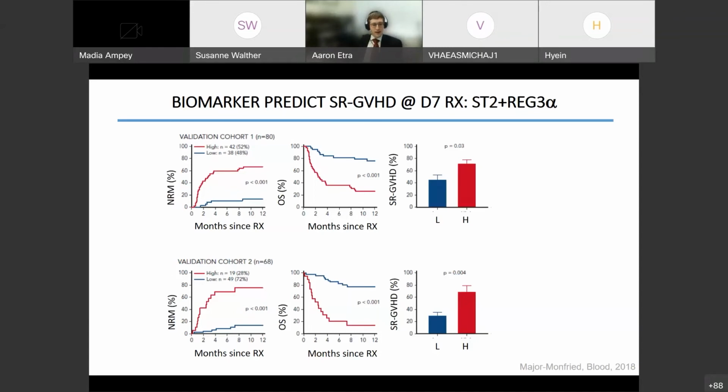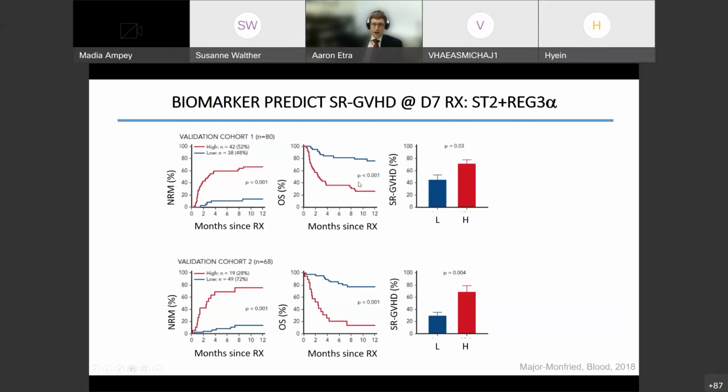And so it's very easy to say, just be patient, but there's somebody who really isn't feeling well in front of you. And there's always that concern that if you don't escalate therapy, they will end up doing poorly. And so what this study showed, which was published in Blood in 2018, was that you could take the biomarker algorithm and measure it at day 7. And people who had low risk for non-relapse mortality at day 7, those patients were more likely to be okay, even if you didn't escalate therapy, that their non-relapse mortality would remain low. Whereas people who are high risk for developing non-relapse mortality as defined by ST2 and Reg3, these were patients who didn't do as well, and certainly supports the idea of escalating therapy.